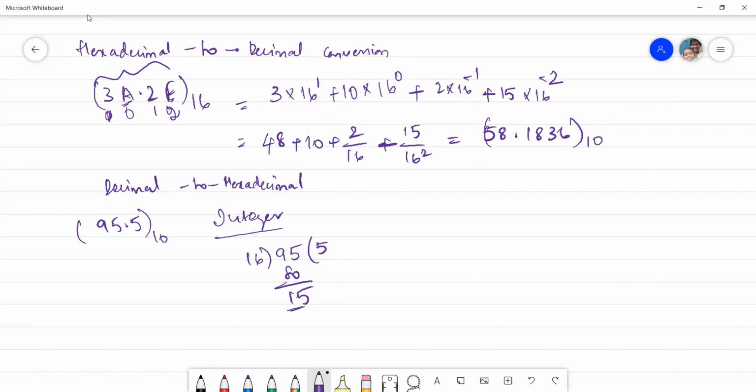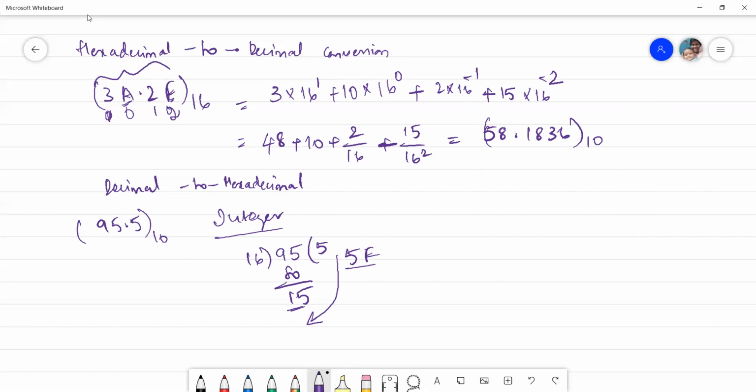So 15 is there in this hexadecimal number, that is F. So you need to take it like this. So that becomes 5F. So now we take 95, it becomes 5F.